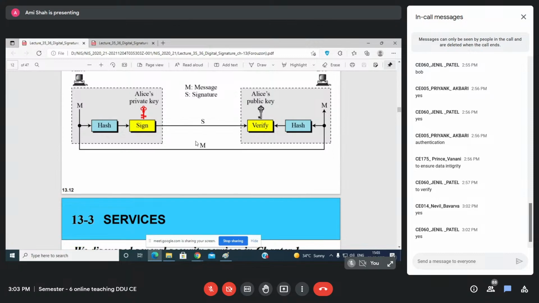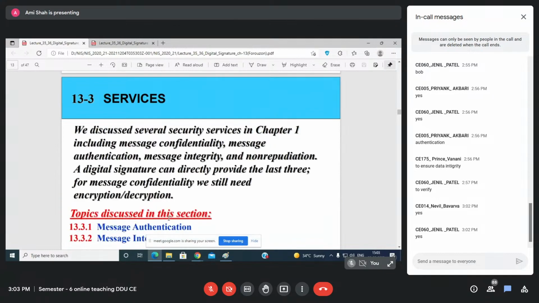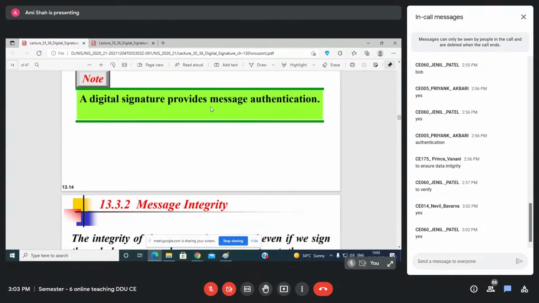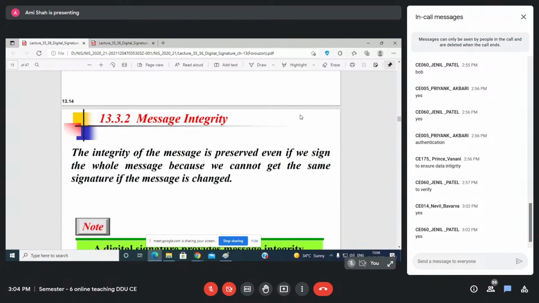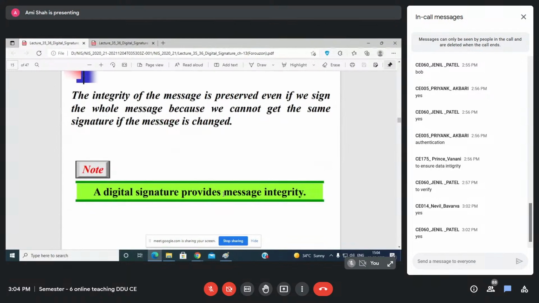Let's say some attacker Eve is there, right? So Alice's public key cannot verify the signature signed by, suppose, some attacker Eve's private key. That's why by using this structure you can say that Bob can verify that the message is sent by Alice, and that's why I have written this point, that the digital signature provides message authentication, right?